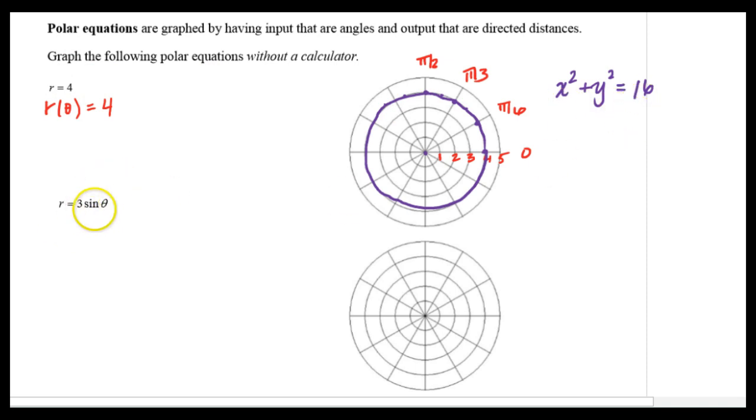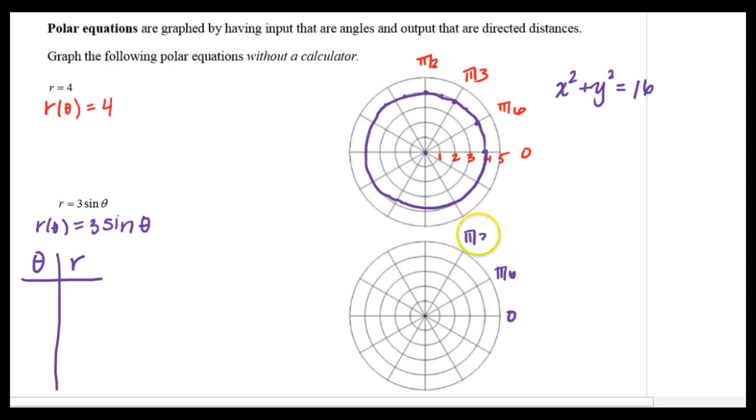Now, r equals 3 sine theta. Now we actually have some angles that we want to plug in here, and we'll plug in a few. We can think of this as r of theta equals 3 sine theta, and we can make ourselves a little table. I'm going to be substituting in values for theta and getting out values for r. Let's start with plugging in the nice ones: 0, pi over 6, pi over 3, pi over 2. If I substitute in 0, 3 times sine of 0.